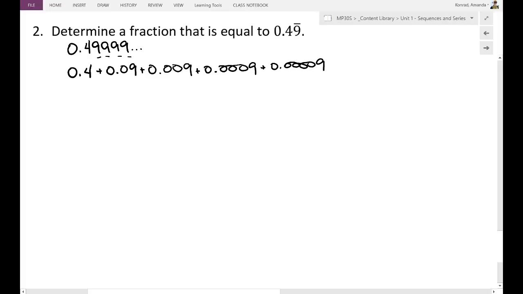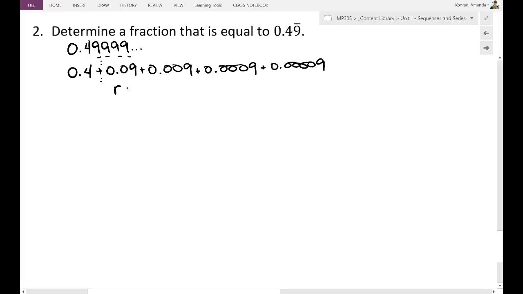Moving place value is a geometric series. So ignoring the 4, because that kind of doesn't fit the pattern, we could maybe figure out what fraction is relevant to our 9s. Maybe that'll help us out.